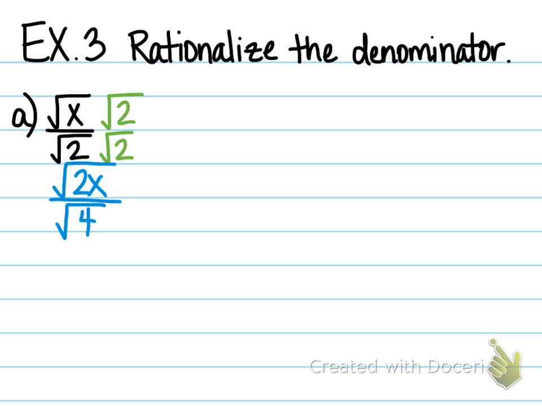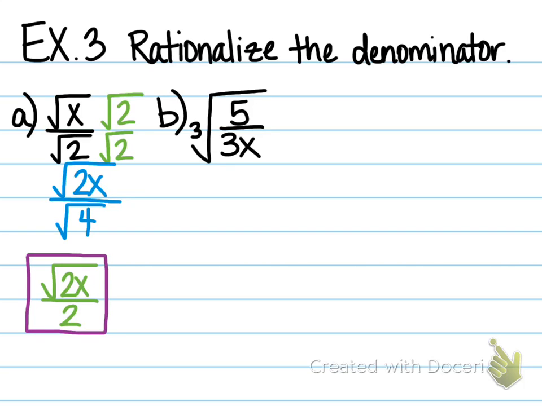Now we simplify. The top can't be simplified. Square root of 2 doesn't simplify. The square root of x doesn't simplify. So that's just the square root of 2x on the top. Now on the bottom, the square root of 4 we know is 2. So that just simplifies to 2. So instead of square root of x over square root of 2, that is equal to square root of 2x over 2. No radical in the denominator.